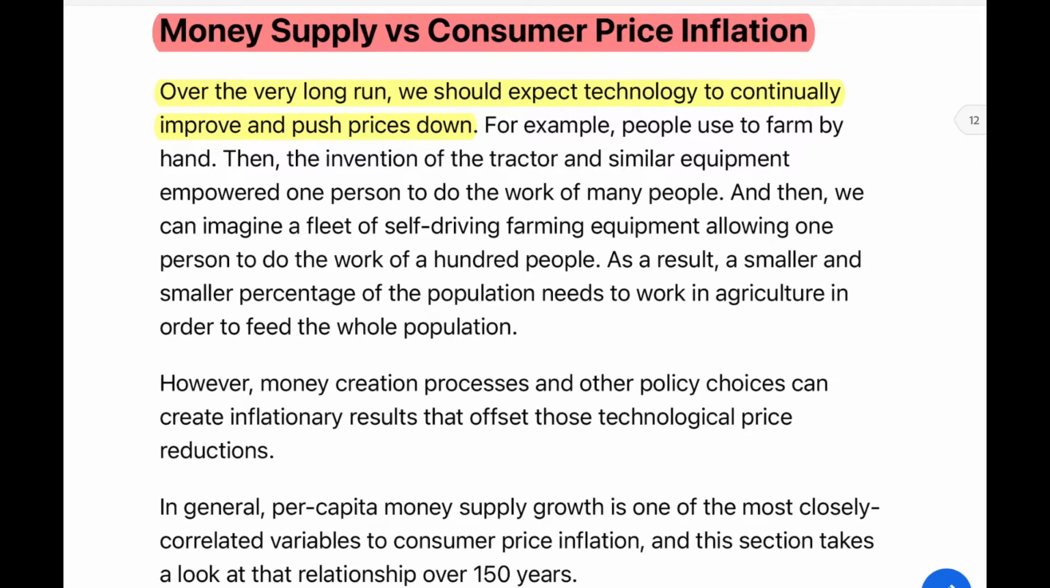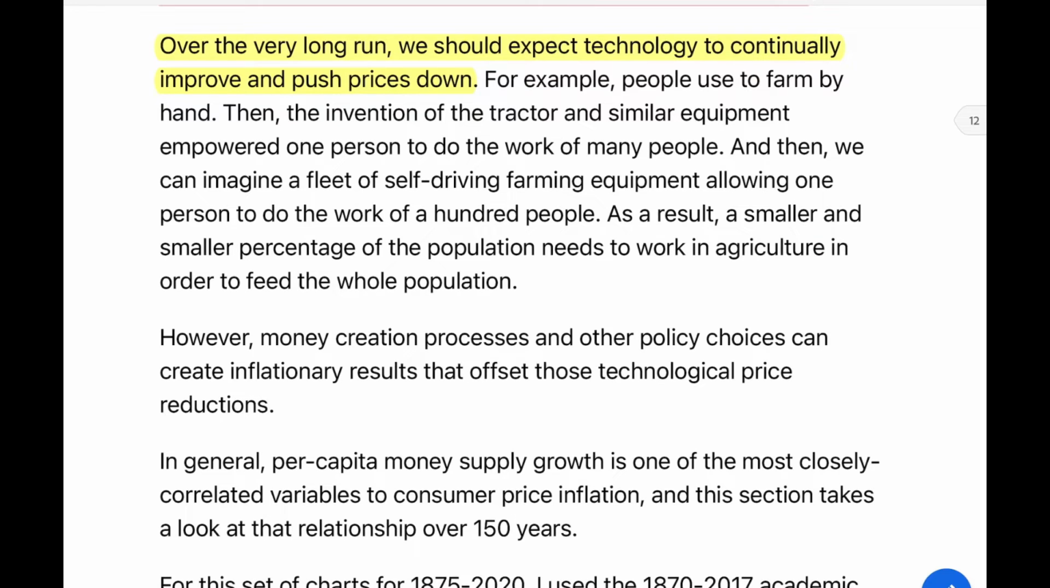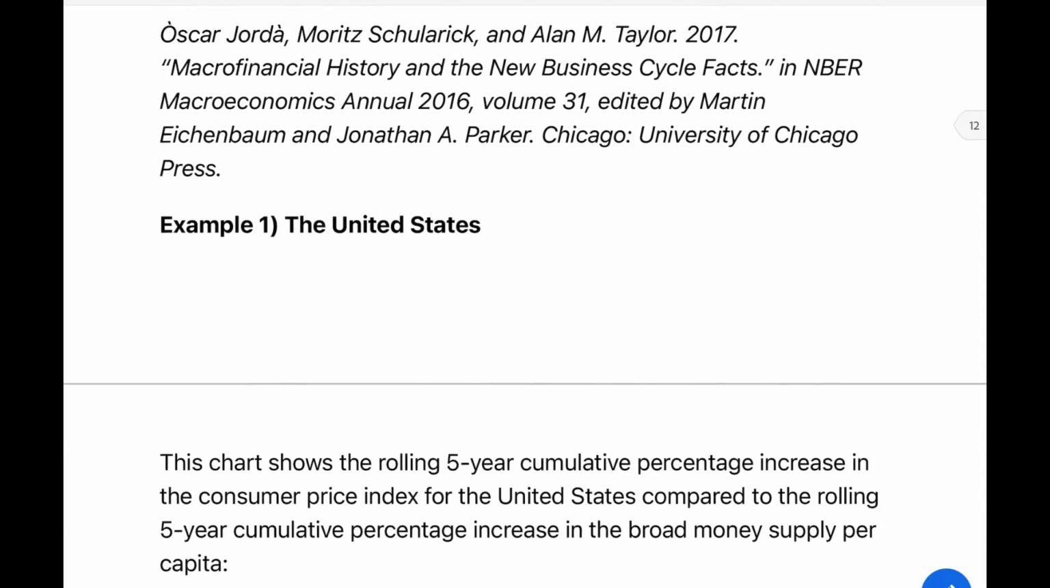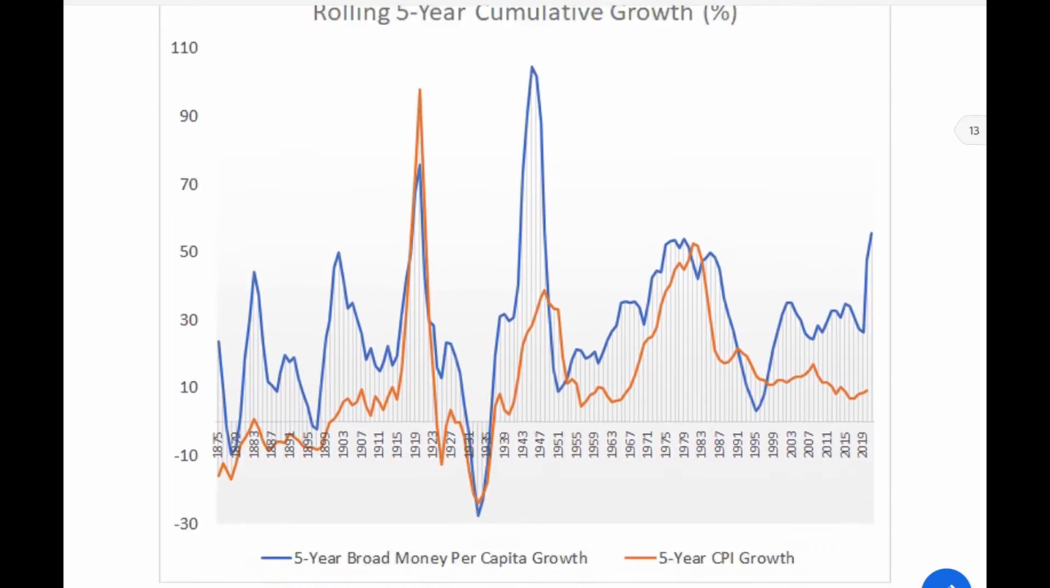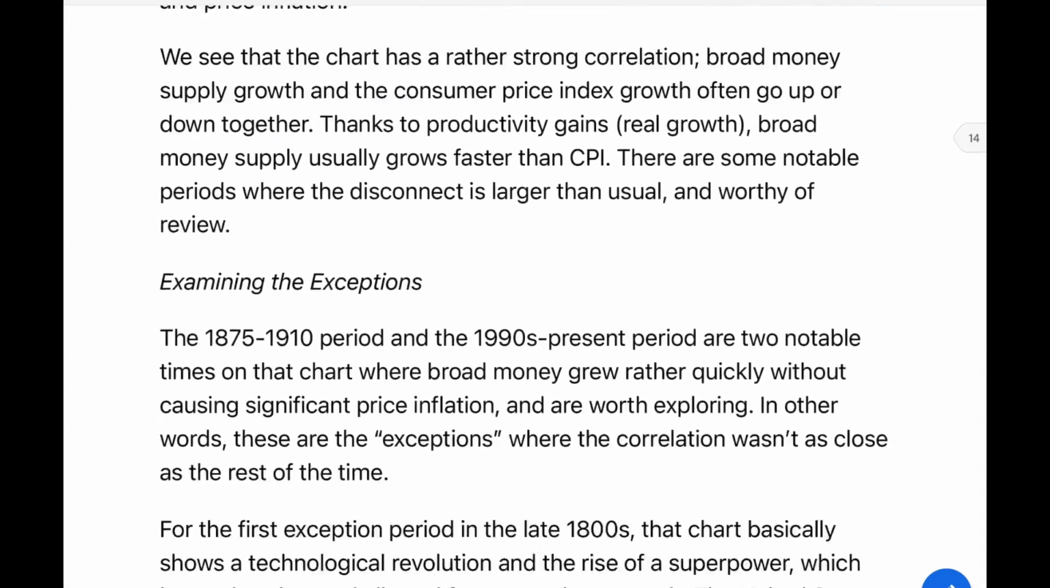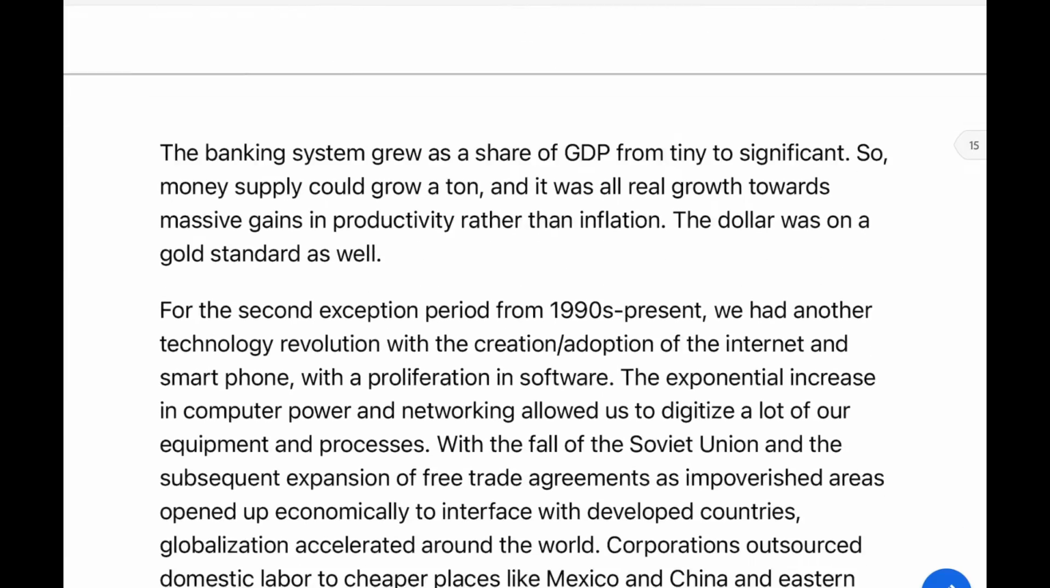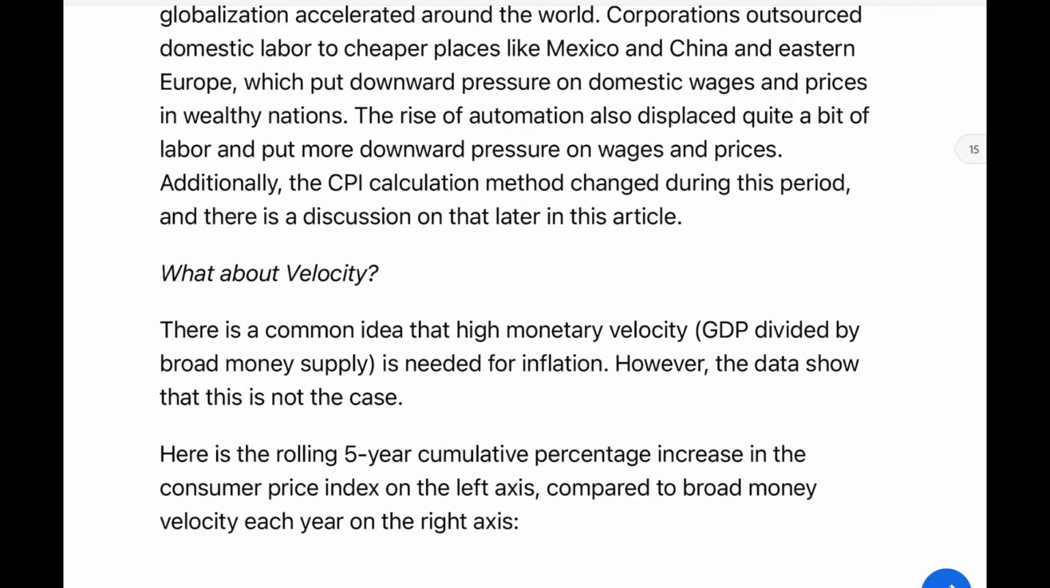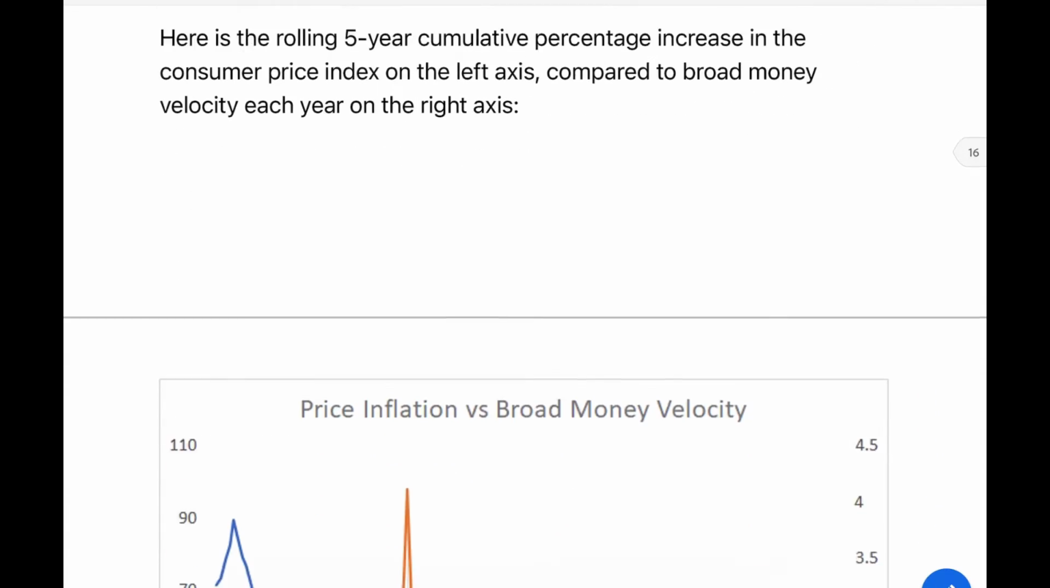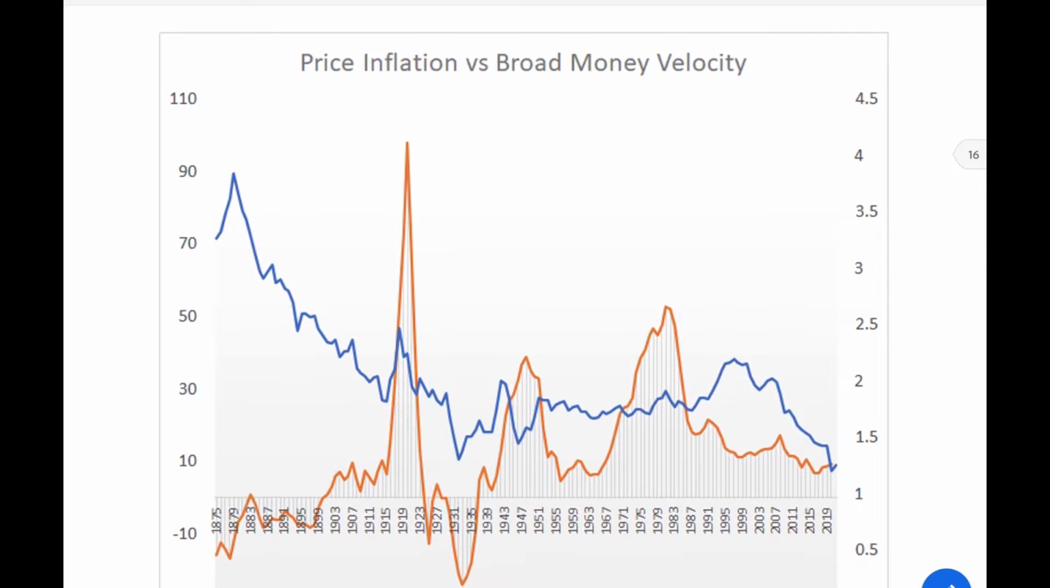In the very long run, we should expect technology to continue to improve and push prices down. So what they're saying is this can be a transient inflation. It talks about this a little later in the article. It gives you the definitions of transient, but it's just a temporary inflation is what we're experiencing right now. The thing about inflation is once it starts going up, it very rarely ever really goes back down again.